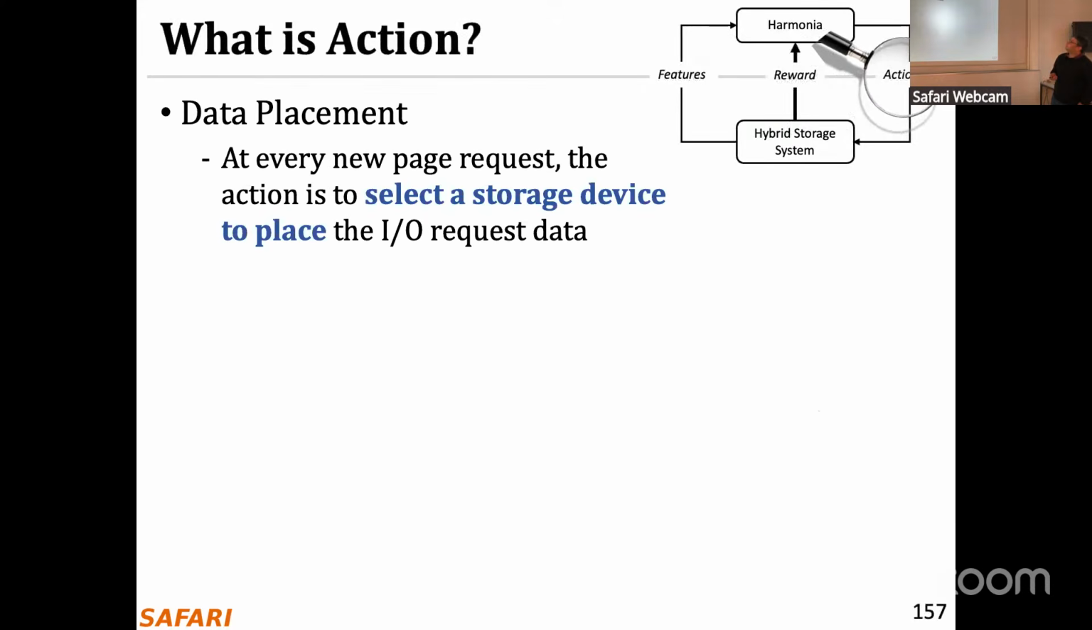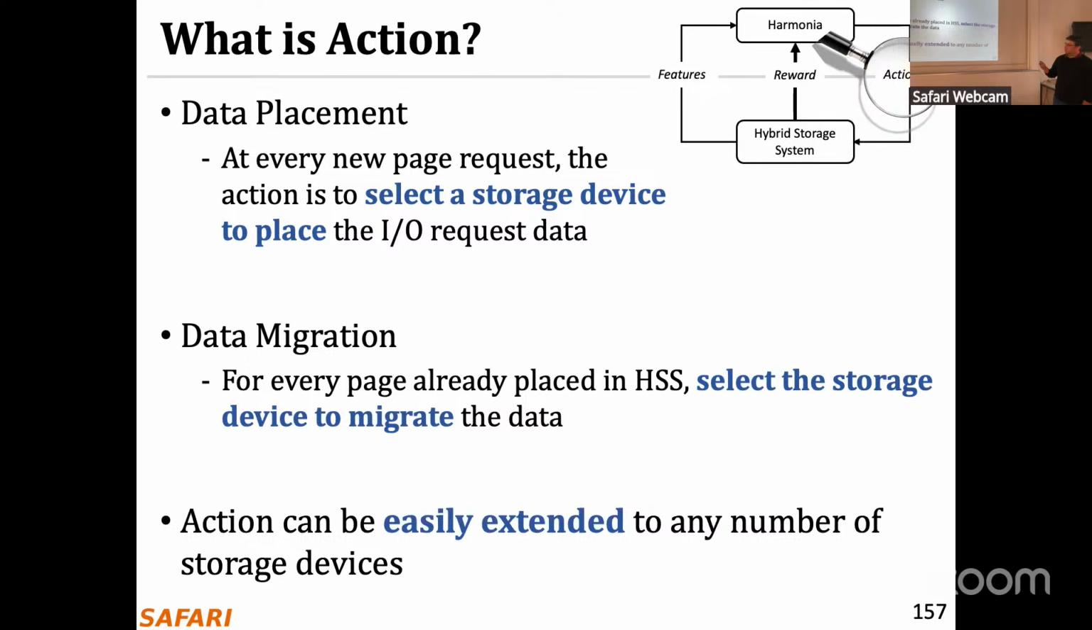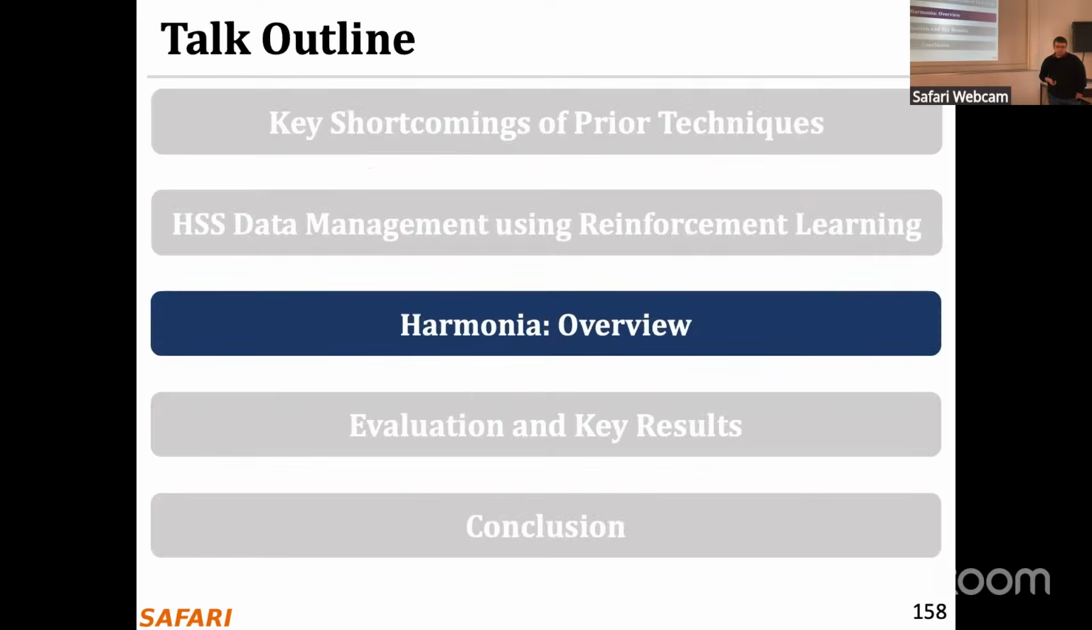In terms of action, both have a very simple action space. The placement agent basically selects which storage device the data has to go into. The migration agent, in addition to selecting where the data has to be migrated, also picks which pages have to be migrated. That's another feature that we add in this migration agent. Again, because the action space is very small, we can also extend it to a number of storage devices.